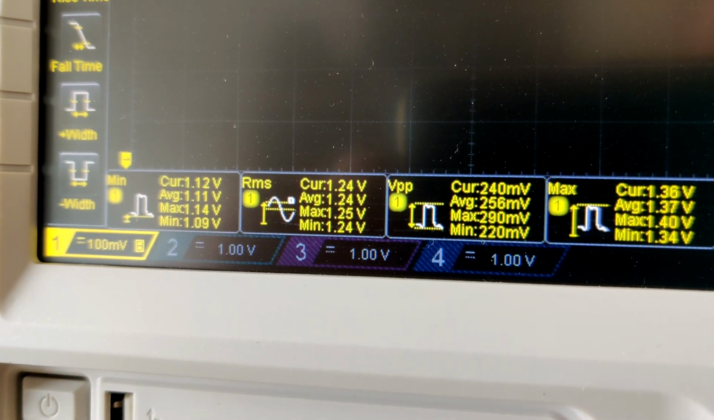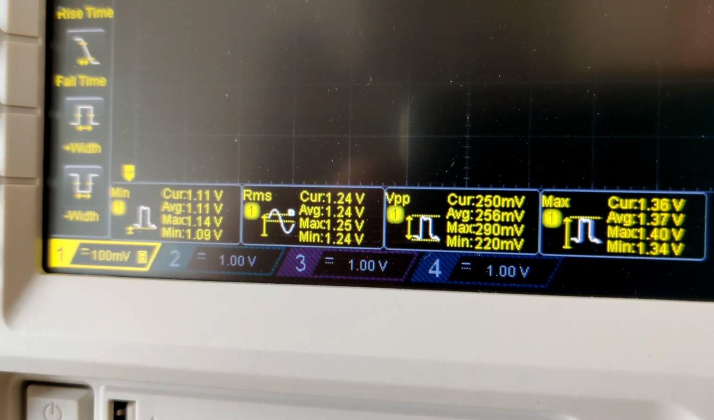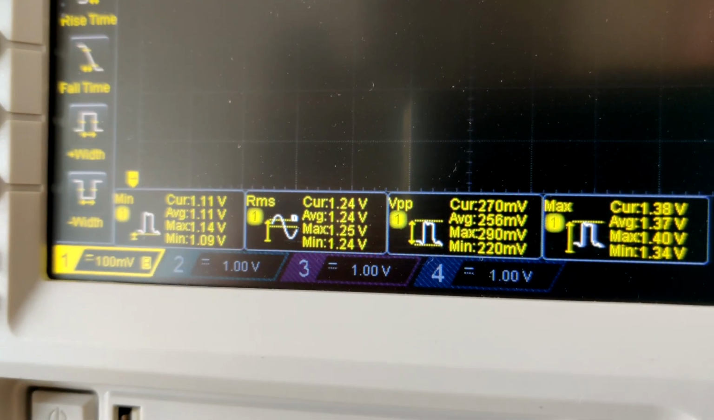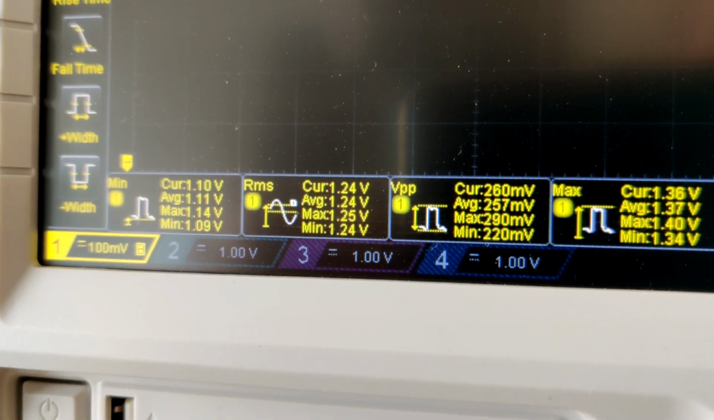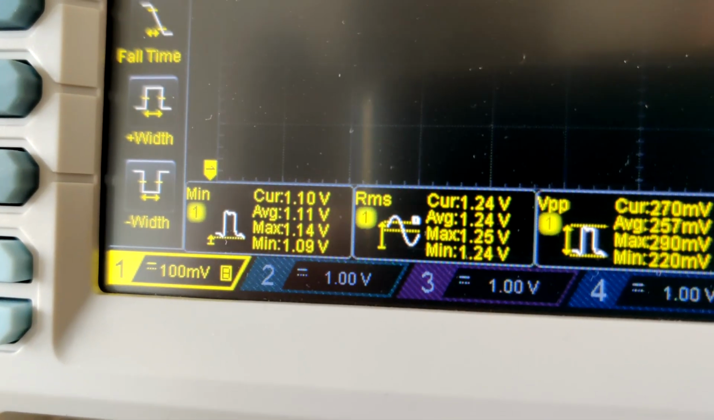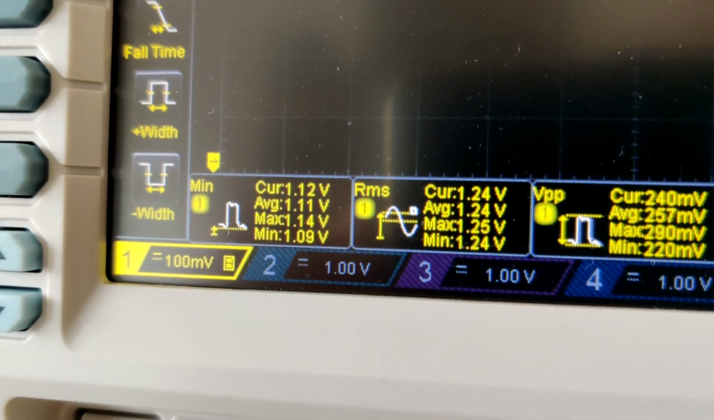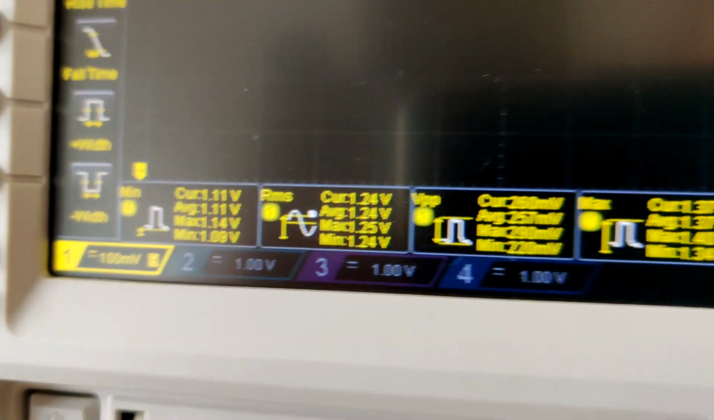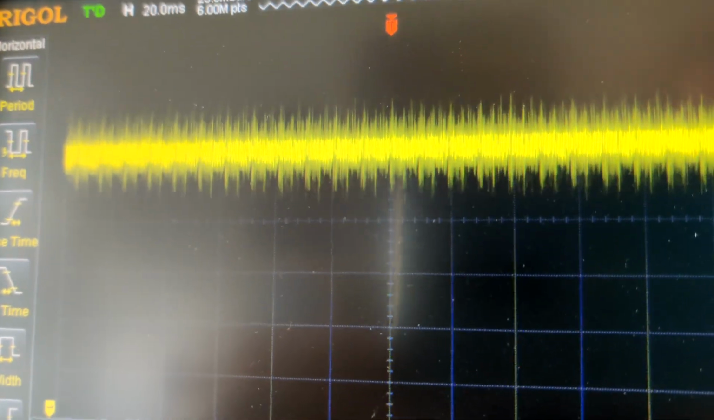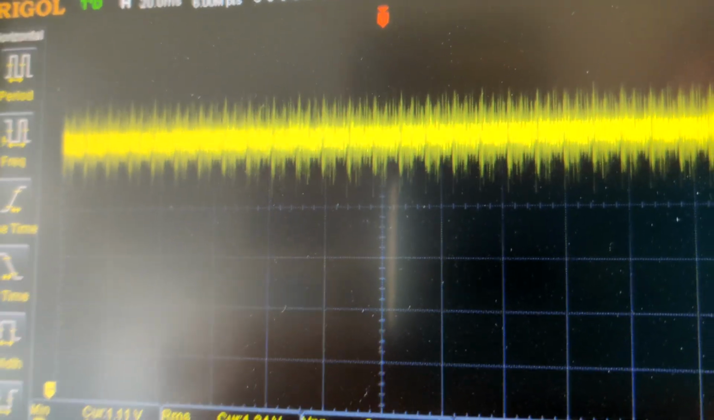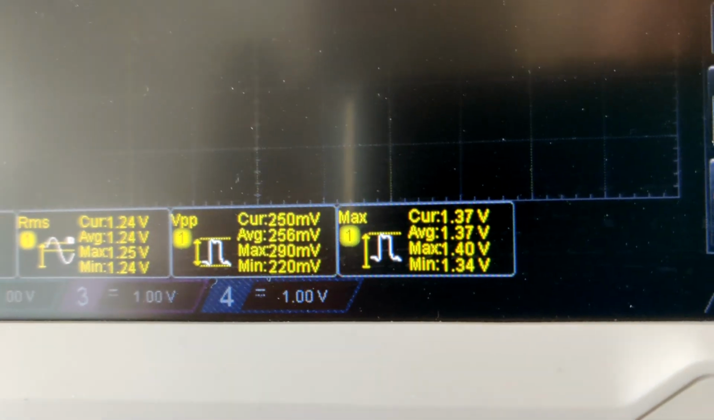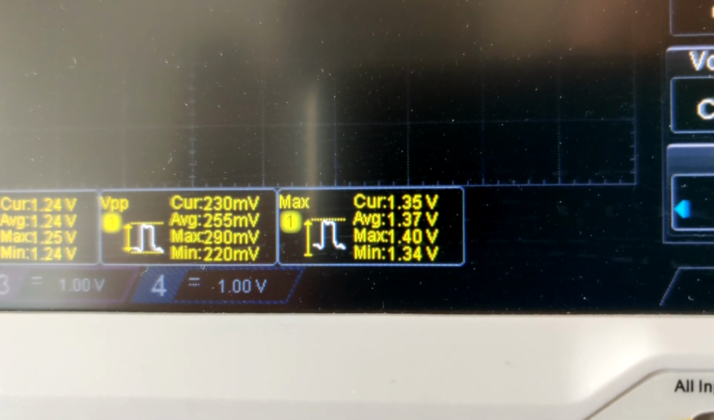But assuming perfect VRM voltage regulation, your card would be overclocking a lot better than it is right now, because it's overclocking like you're running at 1.1 volts or slightly above that, because that's just how transients work. Voltage goes up and down. And yeah, our maximum is actually going quite high.